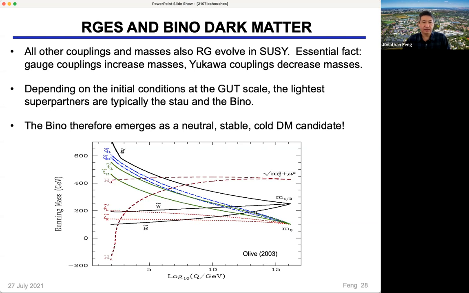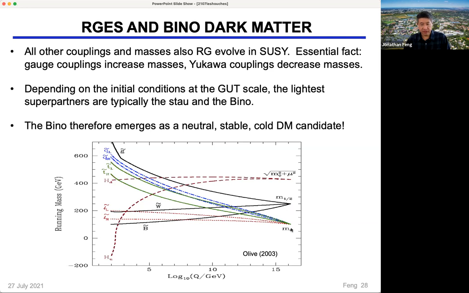Just a step back, if you don't have any idea what the initial conditions are up here, you can make anything the LSP, because you just tune your initial conditions to get what you want down here. But if they're all generated by some uniform mechanism, maybe, for example, and this is a very strong maybe, the gauginos probably are all unified because the gauge bosons are. So there should be a unified gaugino mass up here, the bino, wino, and gluino, and then they run down just like the gauge couplings do. And you can ask which is the lightest. And the answer is the bino is always the lightest. The bino is lighter than the wino, which is lighter than the gluino, if they all start in the same place.